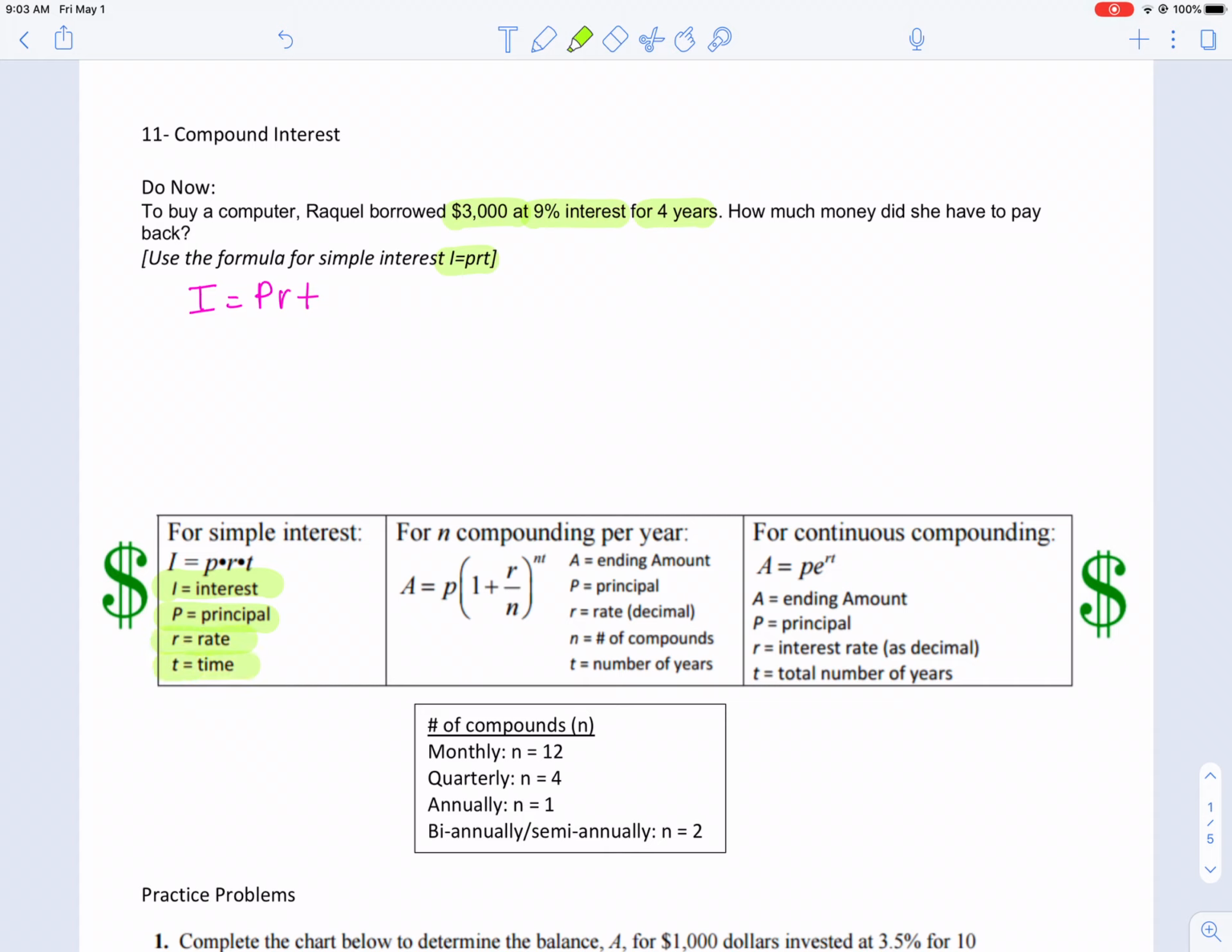And probably the most important thing I could say about all of these formulas that we're going to talk about today, just like in growth and decay, remember that your rate always must be in decimal form. So you're going to take your 9% and convert to 0.09. So to get the interest that you would have to pay back on a principal amount of $3,000 times your rate of 0.09 and times 4 years, how much interest is that?